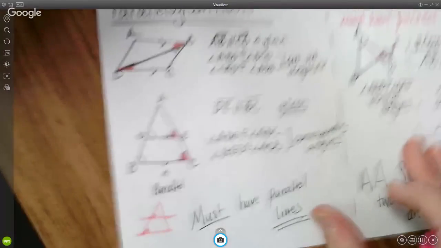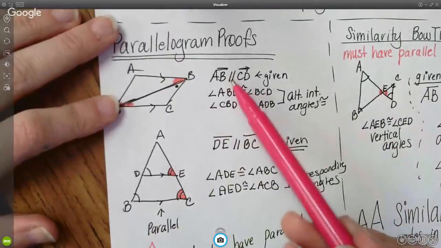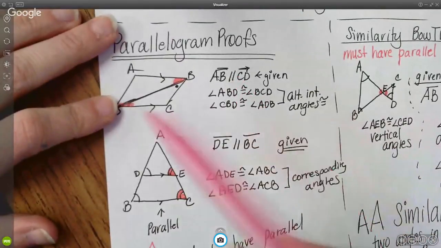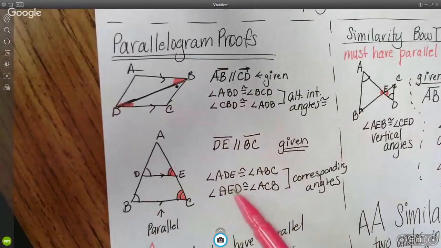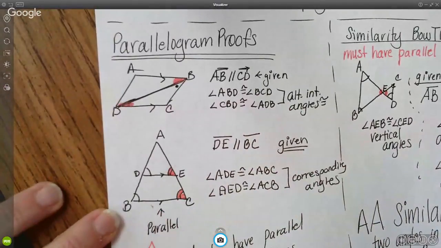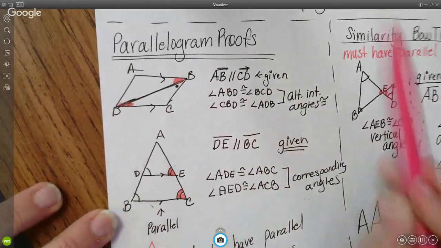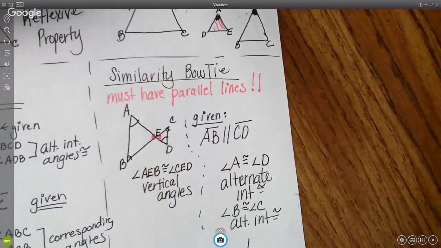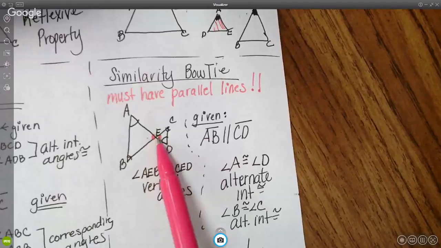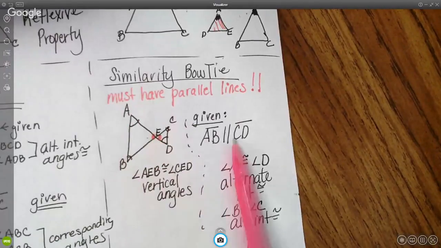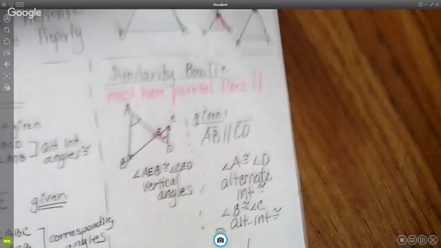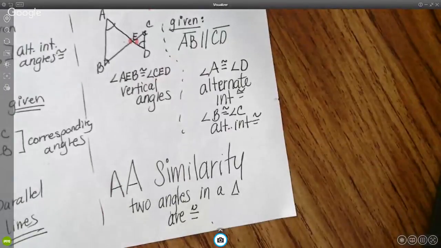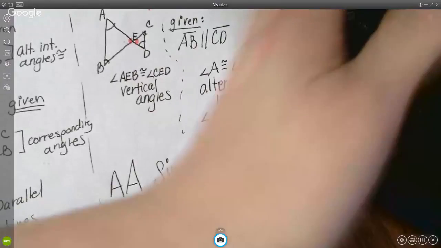If you have a parallelogram, don't forget parallel lines means you have to do something with it. If it looks like this, you'll do alternate interior angles. If it looks like here and it says parallel, then you'll use corresponding angles. It has to say the word parallel. If it doesn't, then you're going to be using the reflexive I just talked about. And then don't forget about our similarity bow tie, where we've got vertical angles no matter what. But if these lines of the bow tie are parallel, you also have alternate interior angles. And any proof I'm going to give you is going to have angle similarity, which means two angles in a triangle are congruent.